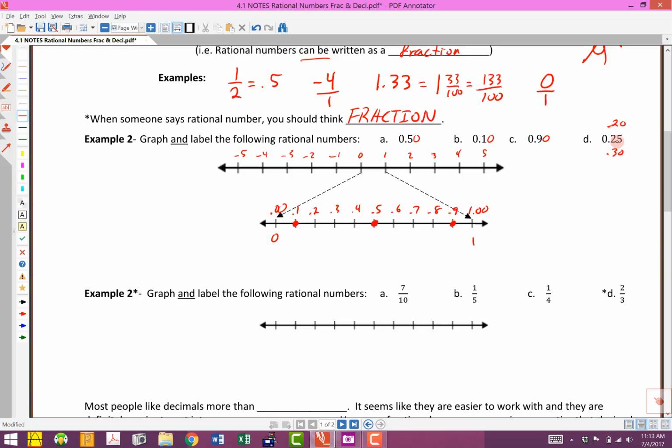So it's right there, and because of that 5, it's right in between the two of those. So we're going to put it smack dab in the middle there. I'm going to put a little arrow there, and then I'm going to label that so we can see what that is. Okay, let's take a look at the other ones.